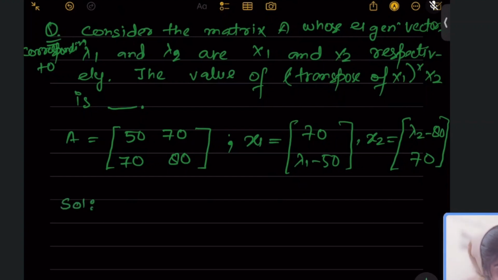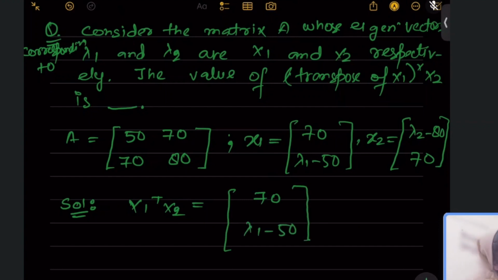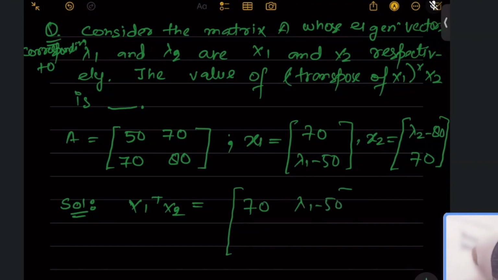Anyone got the answer? So basically we have to find x1 transpose into x2, which is equal to what? 70 lambda minus 50. Sorry, we have to take the transpose. So x1 transpose will be 70 lambda 1 minus 50. Answer 0. Yeah, 0 is the right answer.